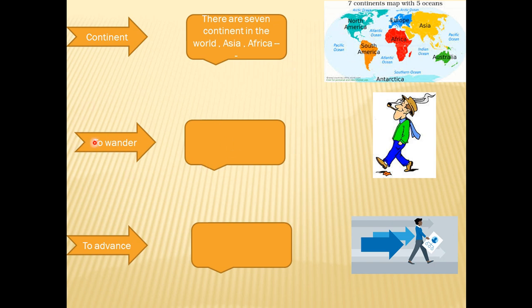To wander here is a verb. Look here, this man is wandering. Yes, to go somewhere or to walk without knowing the destination. Just to go wander. Wander. To advance, look here, to advance. To move forward. To advance. To move forward. We say someone advanced toward me and said hello.